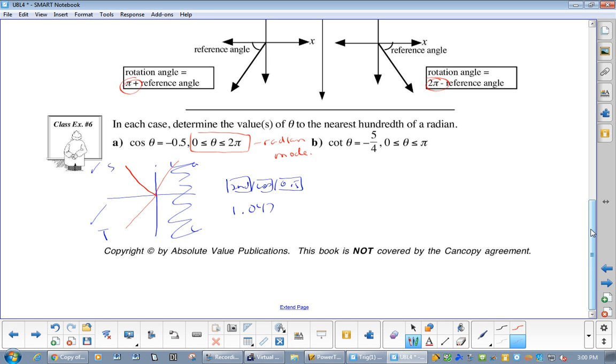So the first one will be pi minus 1.047, and the other will be pi plus 1.047. Okay, so you will get theta to equal 2.09 and 4.19. So this here is 1, 2 radians.